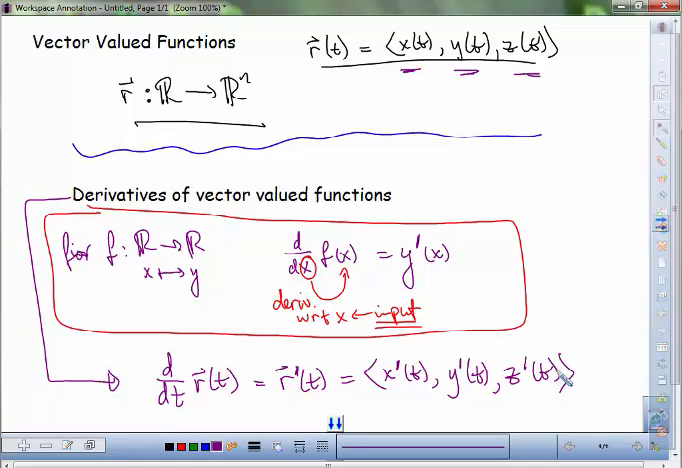The book goes through the whole proof of the derivative. The definition of the derivative is some limit as h approaches 0 kind of business. So I don't think we need to go through that business, but that's a general idea for the derivative. Okay? So we're done.